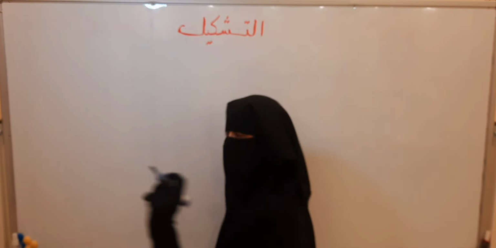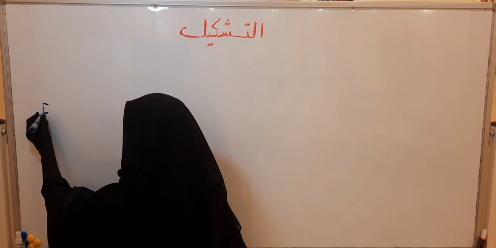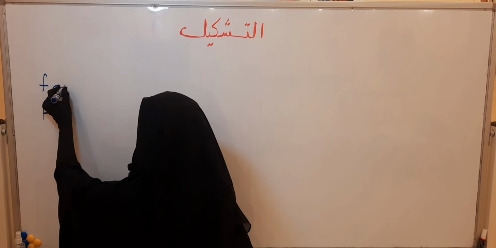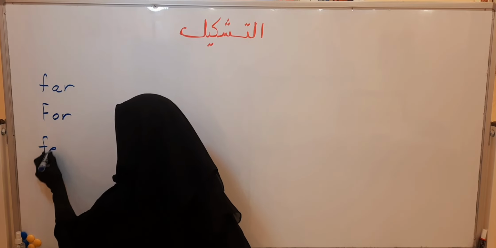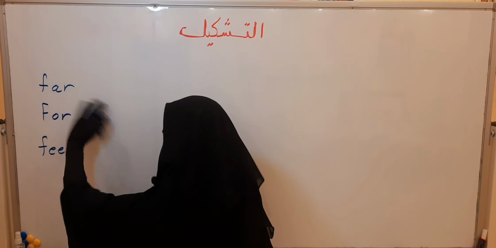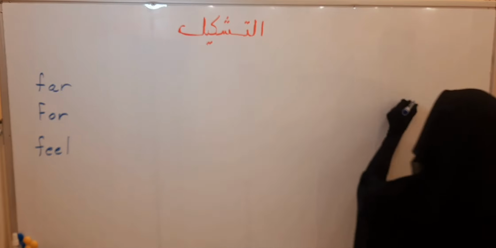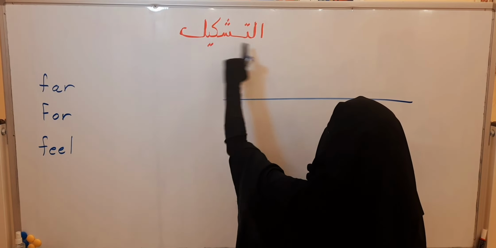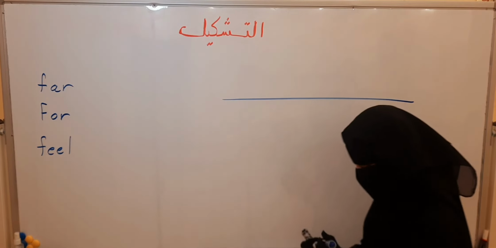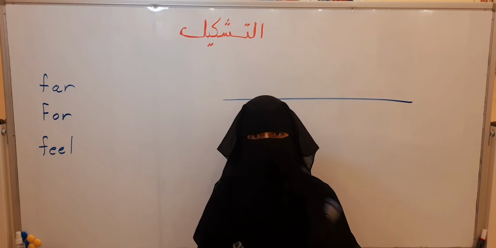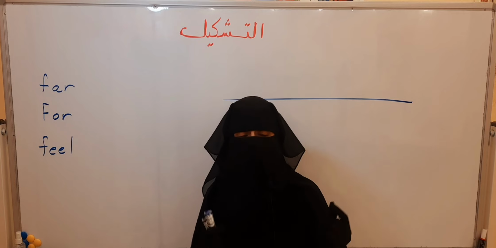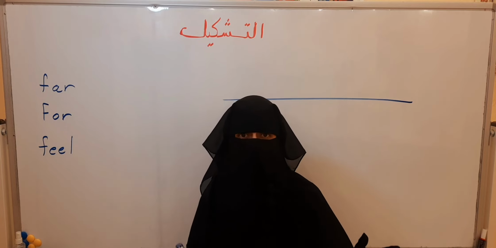When we say in English, for, far, feel, as we say in English, it's okay, we will talk about it later. Wait. In Arabic, altashkeel means something somehow like vowels. It helps us to pronounce, and helps us to know the real meaning of the word.